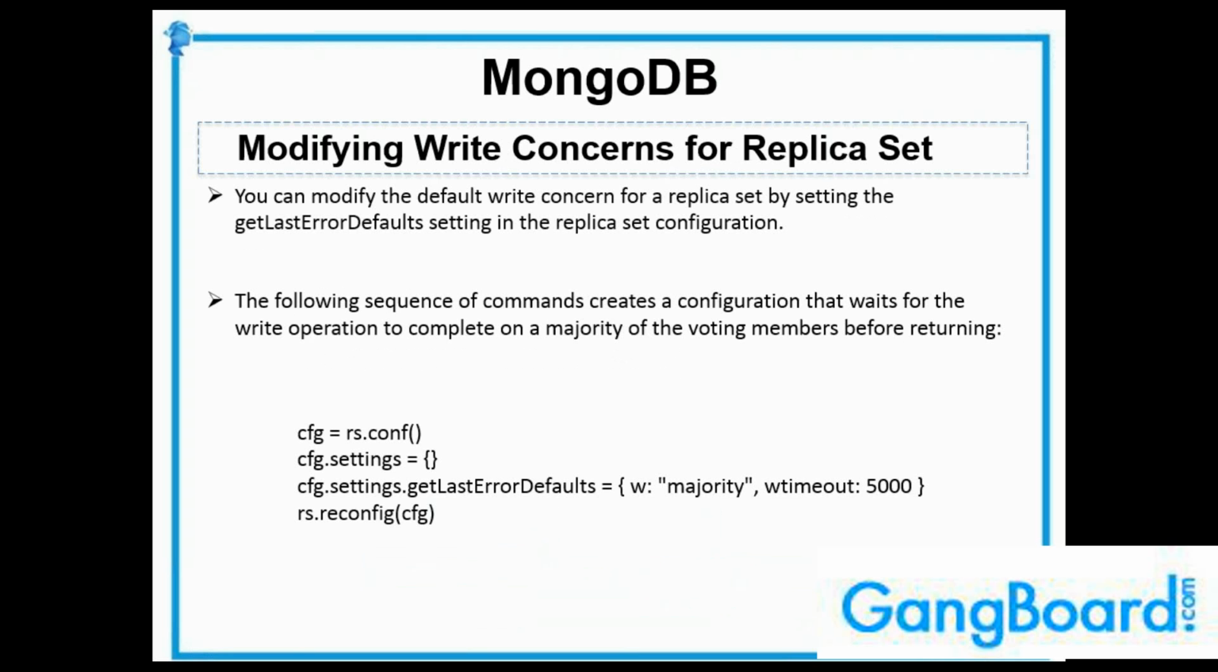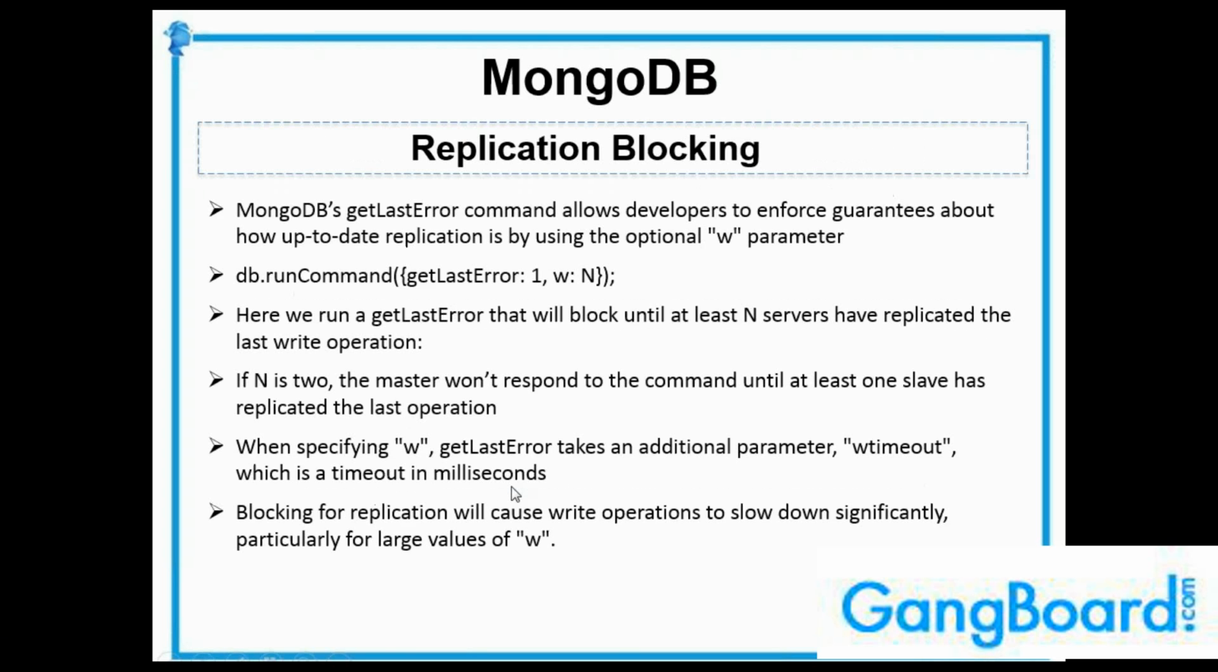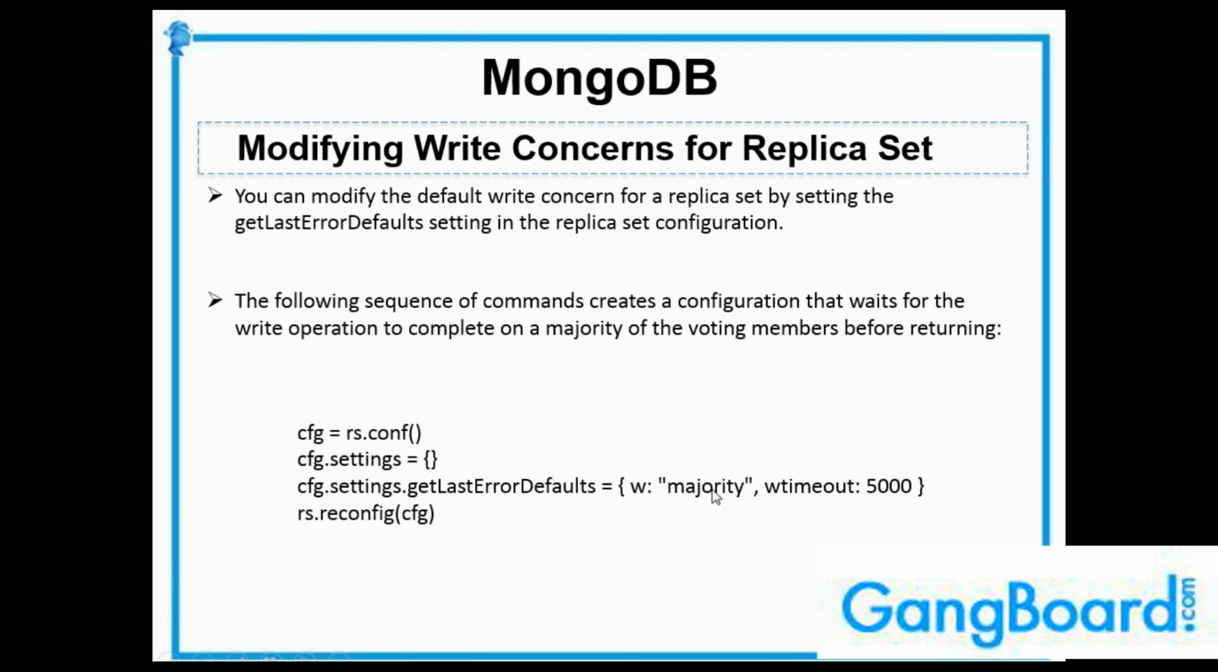So if you want to change the default settings of write concern, you can change it in the replication settings. This is the setting. You can set W: some value, either 1, 2, 3, something like that, or else you can set majority. This is something like doing elections, similar to that.